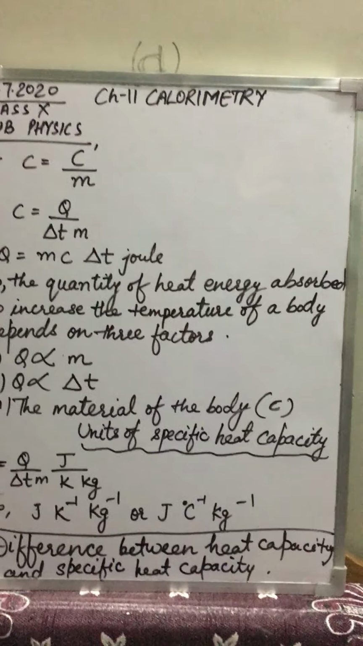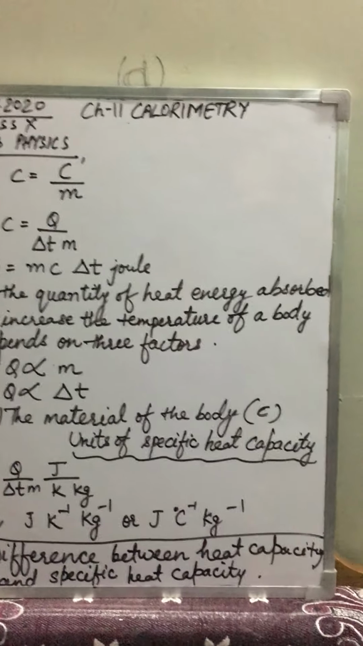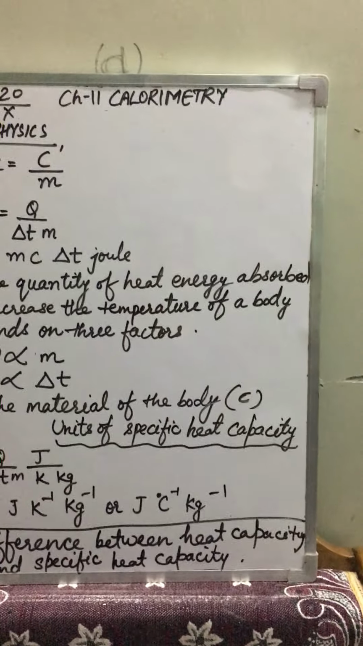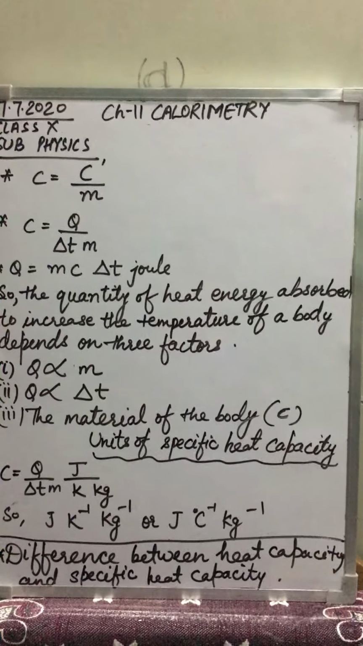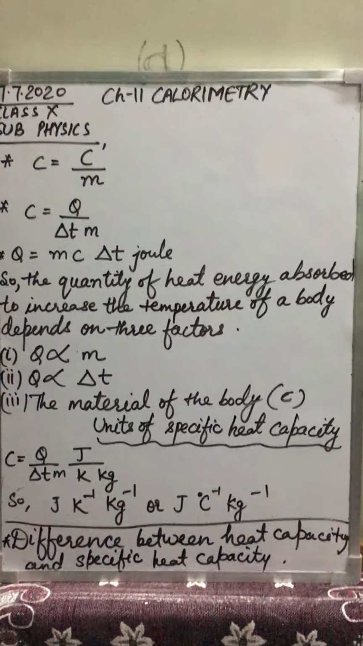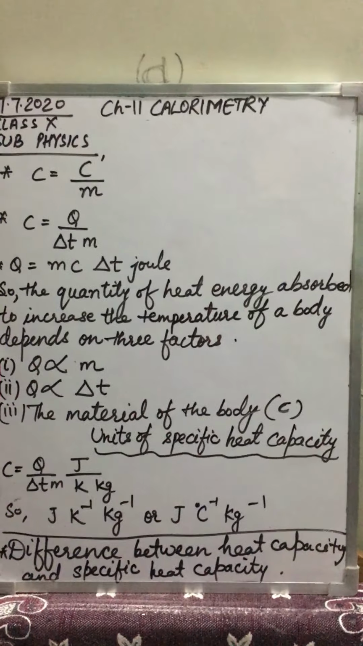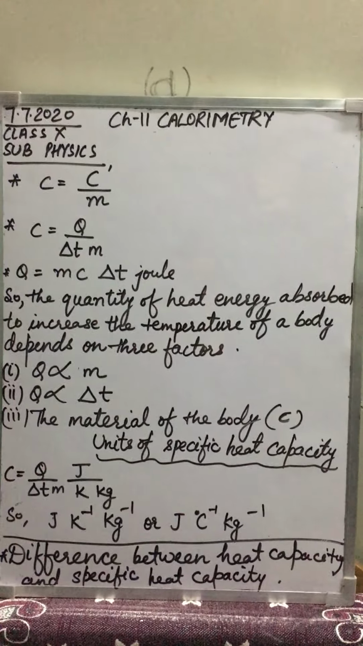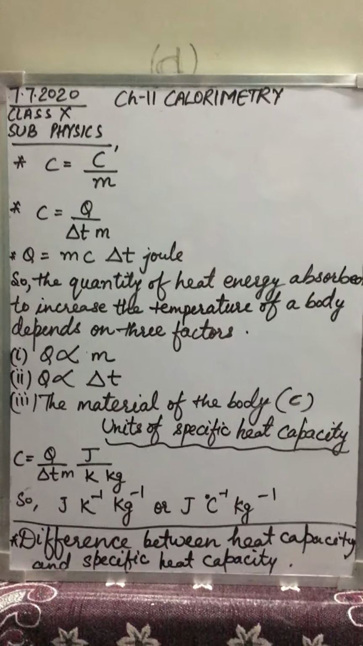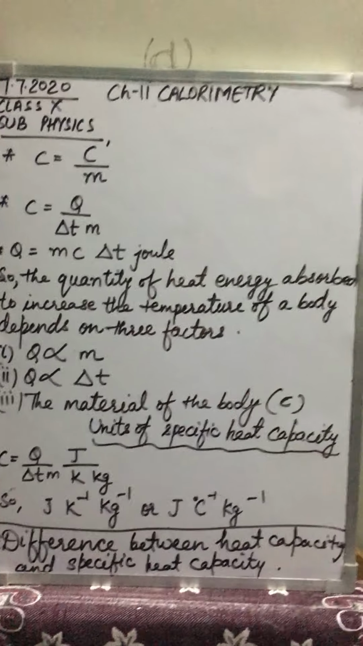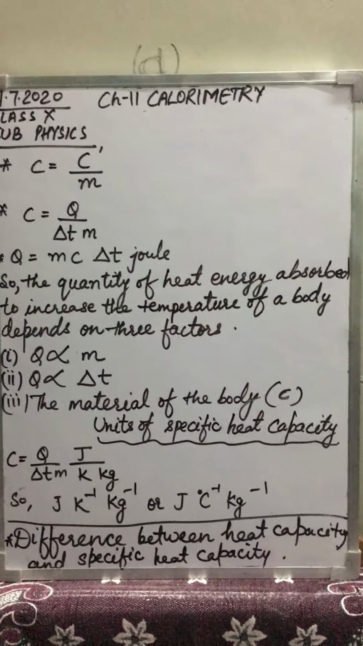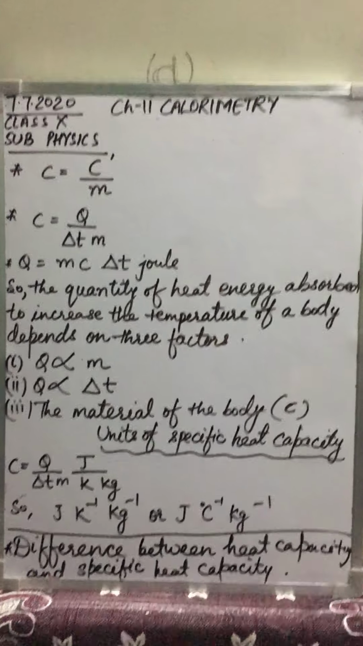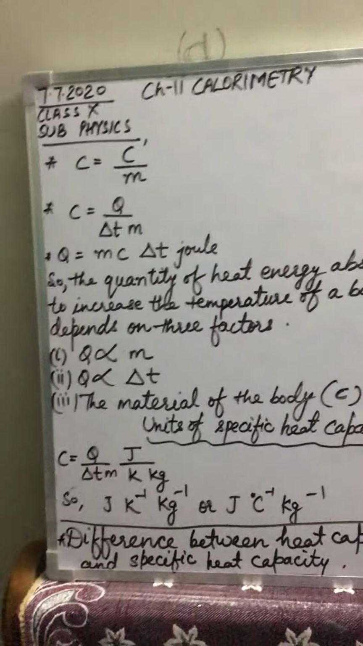Usually a good conductor. What is a good conductor of heat? Which allows heat to pass through them easily. Usually a good conductor has low specific heat capacity. That means the amount of heat energy required to raise its temperature will be less, because it is a good conductor. That's why the good conductors of heat have less specific heat capacity, whereas the bad conductors of heat have high specific heat capacity.